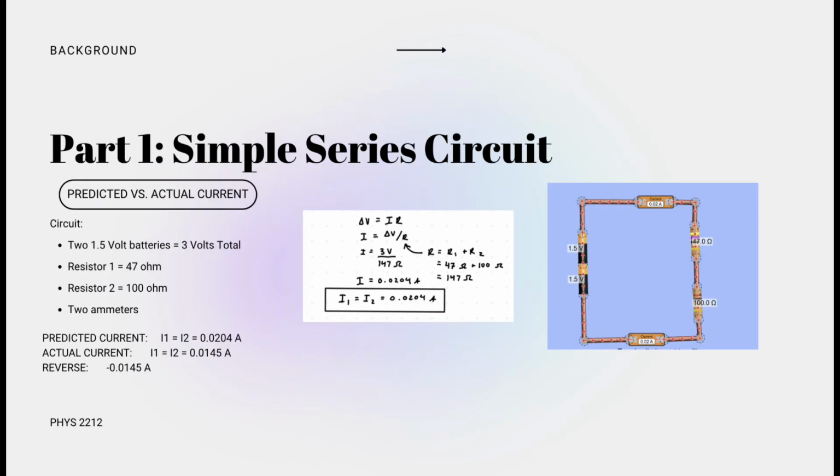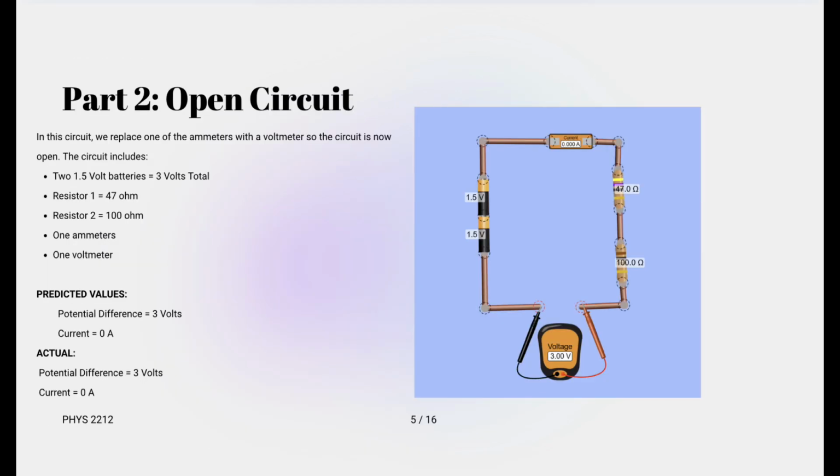In part 1, we made a simple series circuit with two 1.5 volt batteries. The first resistor is 47 ohms, and the second resistor is 100 ohms, and then we also had 2 ammeters. We predicted the current to be 0.0204 amps, and the actual current ended up being 0.0145 amps. And when we did this in reverse, it was negative 0.0145 amps.